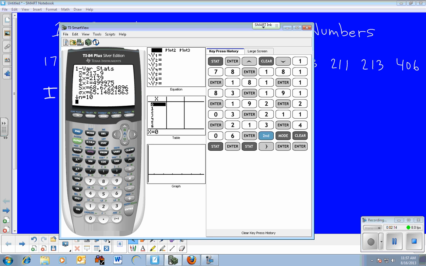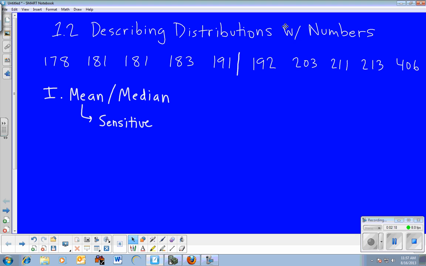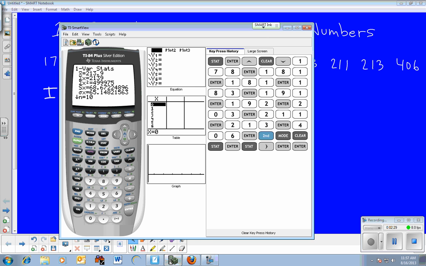So obviously that's not a good descriptor of this list because no one except me is that age or higher. So you can see what my 406 did by pulling that average up. The median, though, if you scroll to the bottom of this list, n is how many numbers there are. Then we've got min, Q1, median, Q3, and max. We'll talk about those Qs in just a minute, but the median, there it is, 191.5.